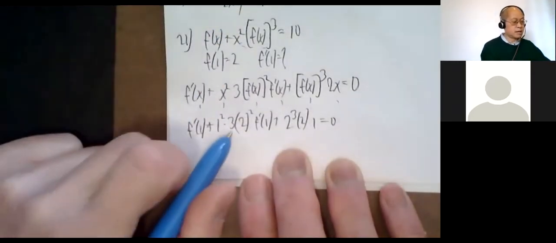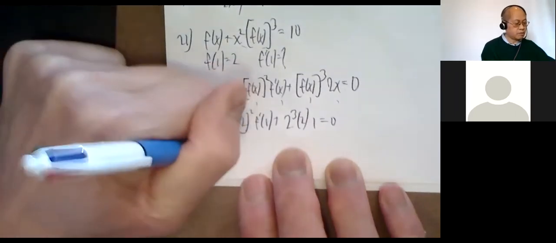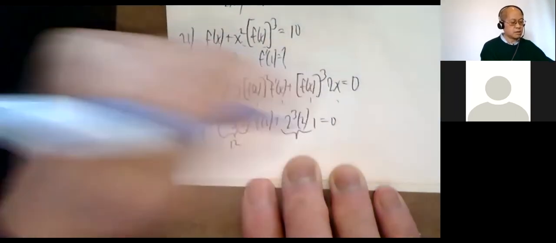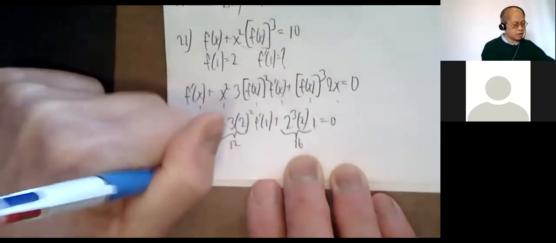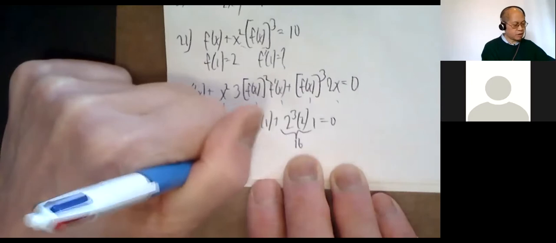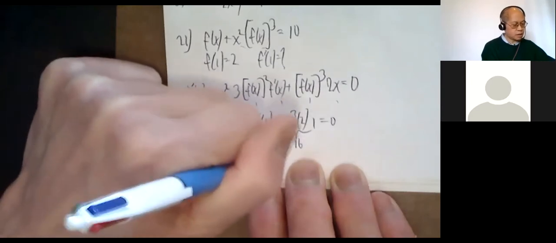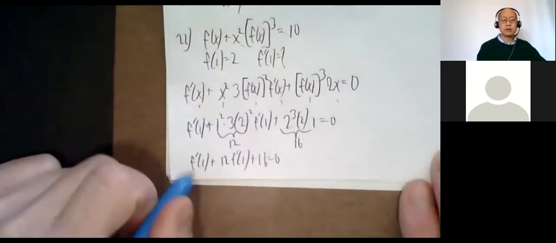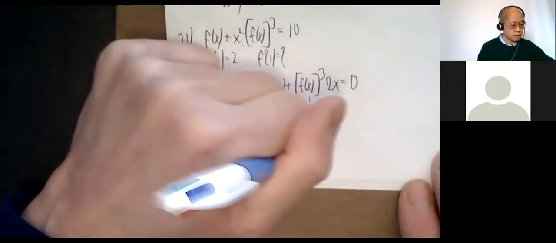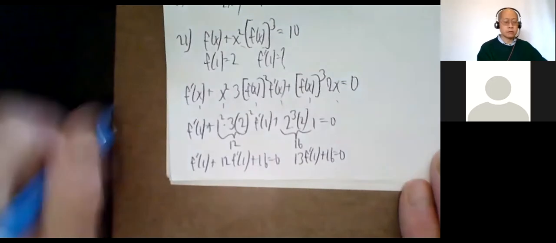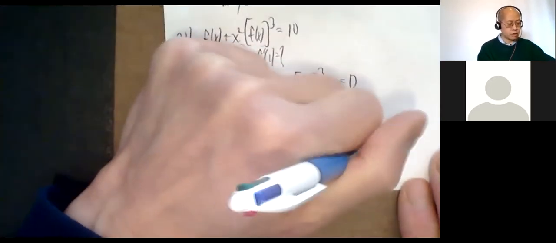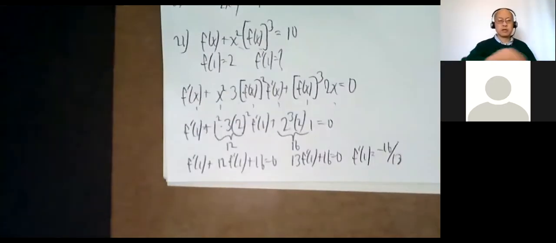Okay, so let's see, that is 3 to, this is 12. This is 16. So f prime of 1 plus 12 f prime of 1 plus 16 equals 0. 1 plus 12 is 13. 13 f prime of 1 plus 16 equals 0. So f prime of 1 is negative 16 over 13.